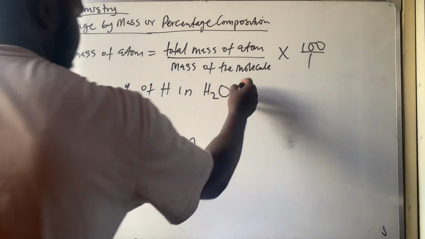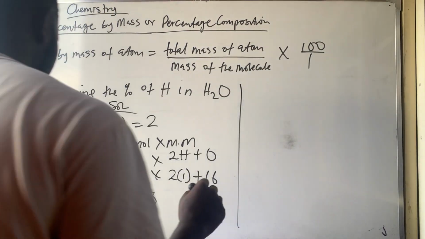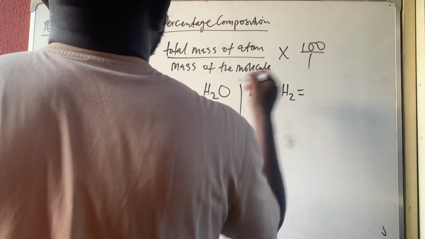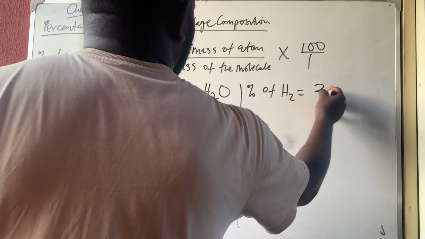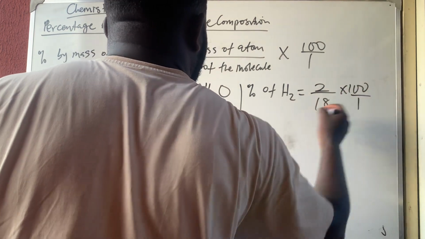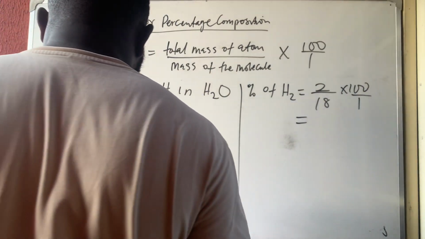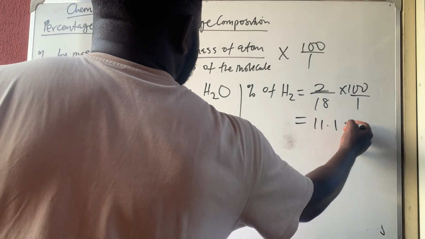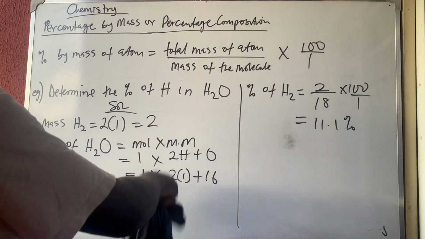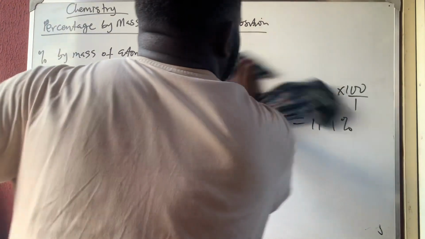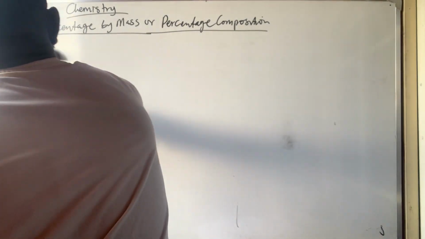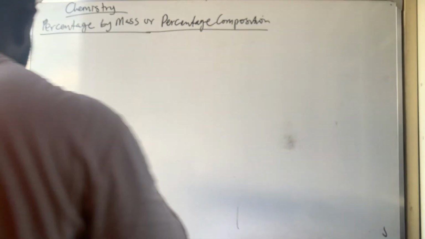So percentage of hydrogen is equal to the mass of hydrogen, which is 2, over that 18, times 100/1. So what do we have? We have 11.1%. As simple as that. So let's solve the next question.